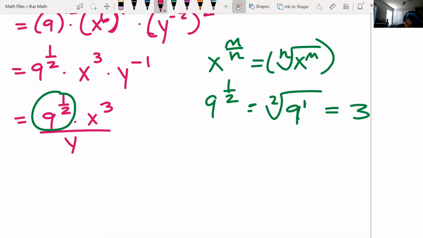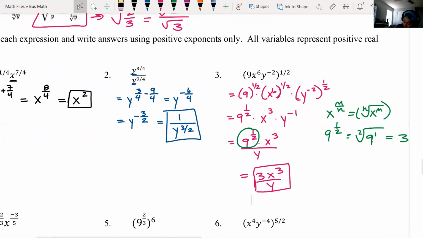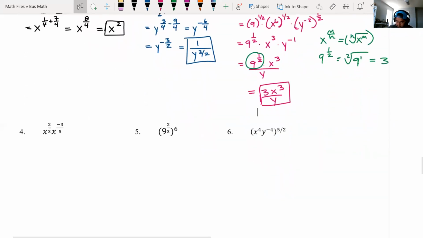So our answer over here just becomes 3x cubed over y. All right. Any questions on those three? It's a lot to look at, but we're using everything we've learned so far. Okay, these three.